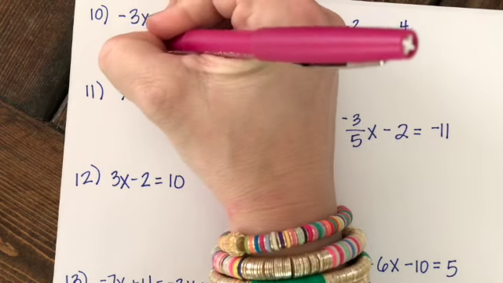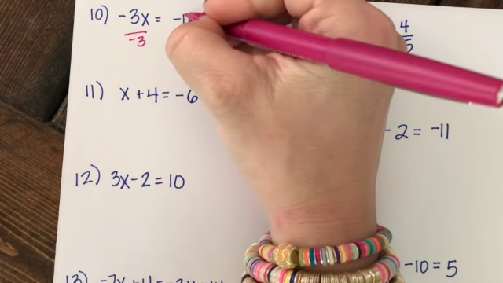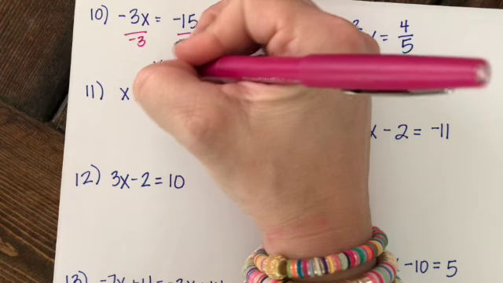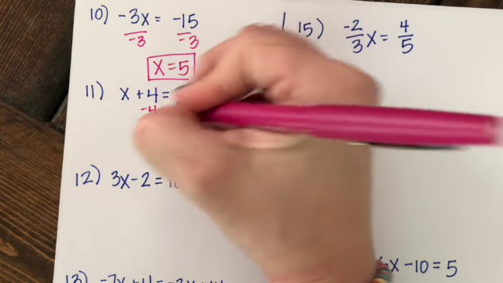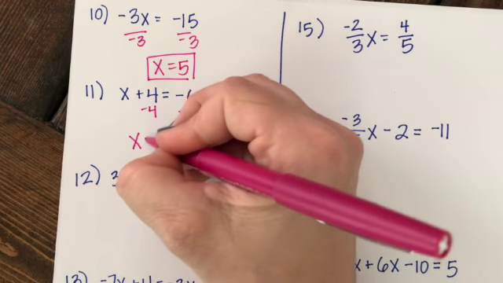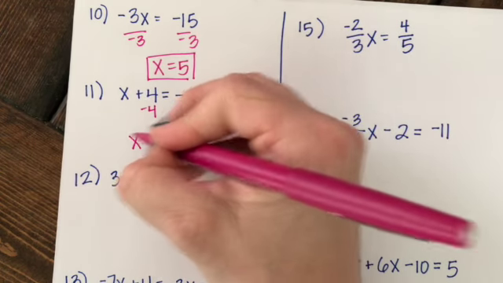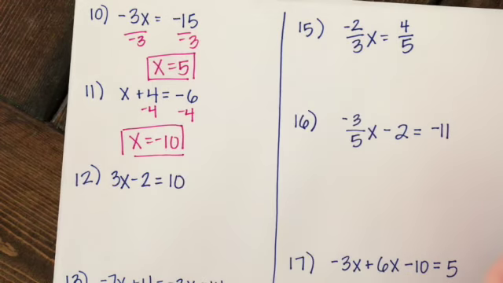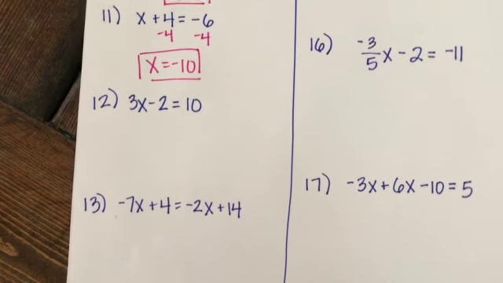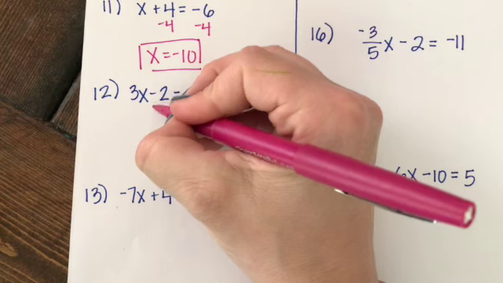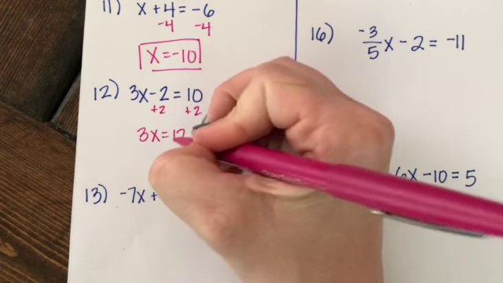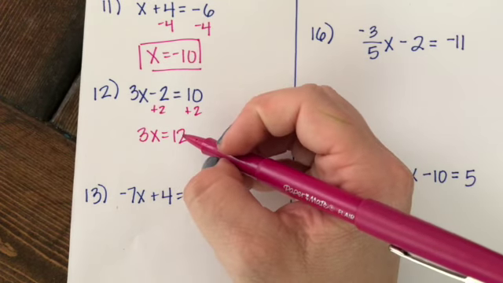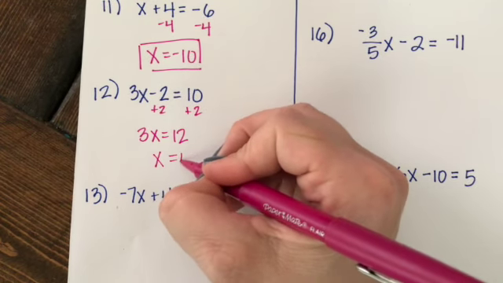So we're going to divide both sides by negative 3. Negative divided by negative is positive. x equals 5. Subtract 4, negative 6 minus 4 is negative 10. On number 12, it's a two-step. I'm going to add 2 to get 3x is 12. Then I'm going to divide by 3 to get x equals 4.